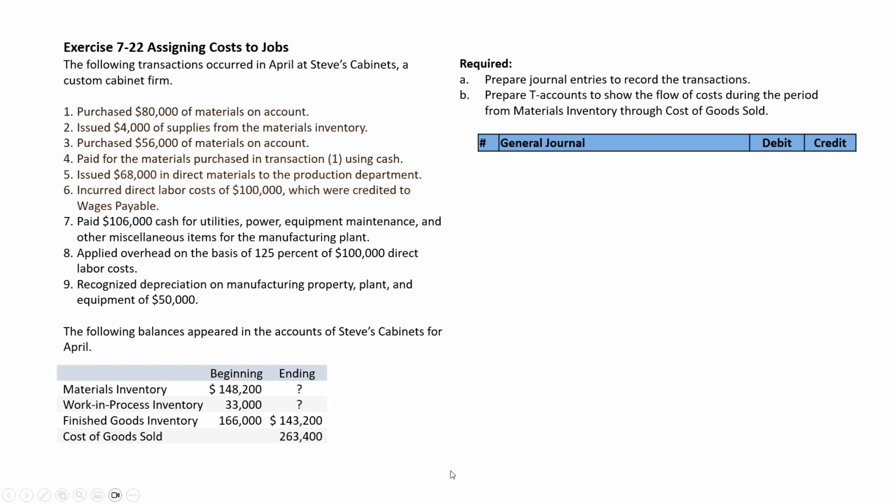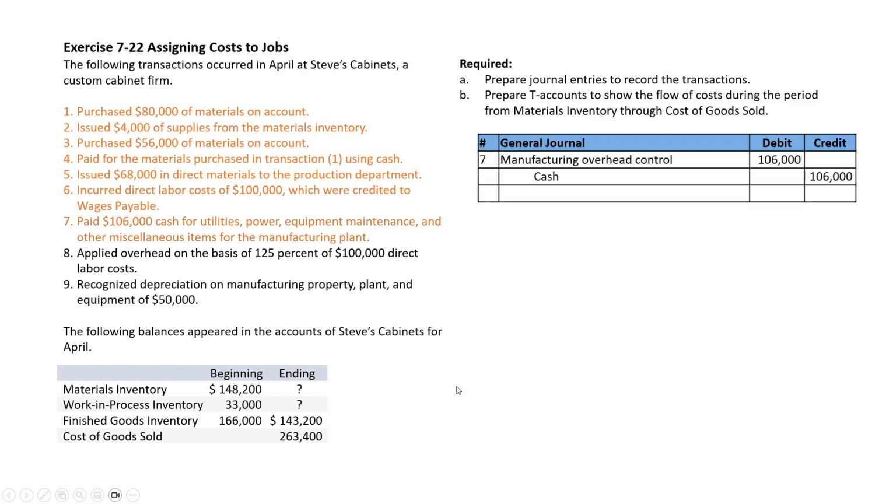Our next entry is going to be number 7, and I just cleared a path here because it was getting a bit cluttered, where we have manufacturing overhead related items. We have several indirect items we're paying for: utilities, power, equipment maintenance, and other miscellaneous items for the manufacturing plant of 106,000. Because these are indirect costs, they can't take a direct path to work in process. They have to take that indirect path to manufacturing overhead control, so we debit manufacturing overhead control for 106,000, crediting cash also for 106,000 because we're paying it out.